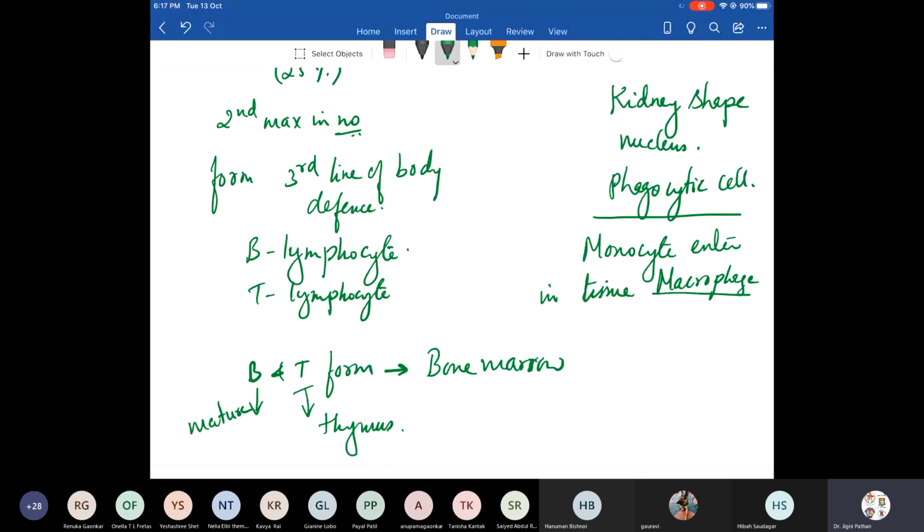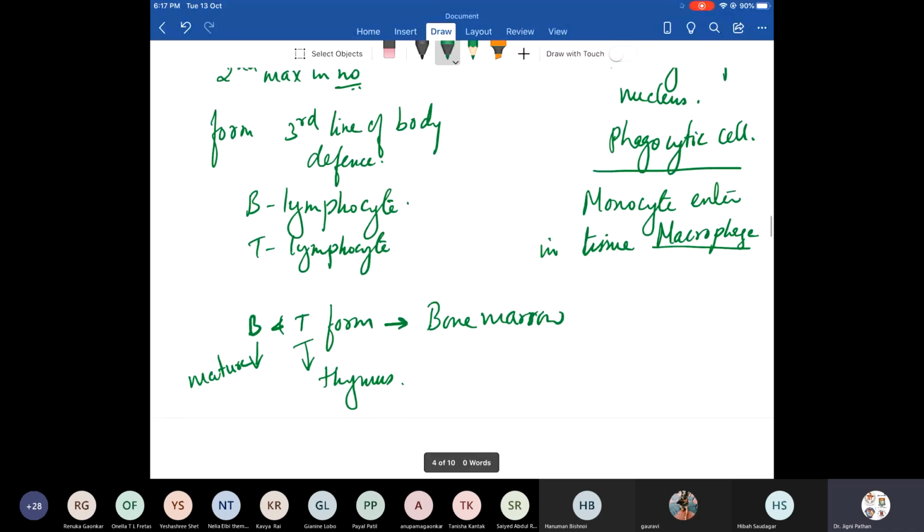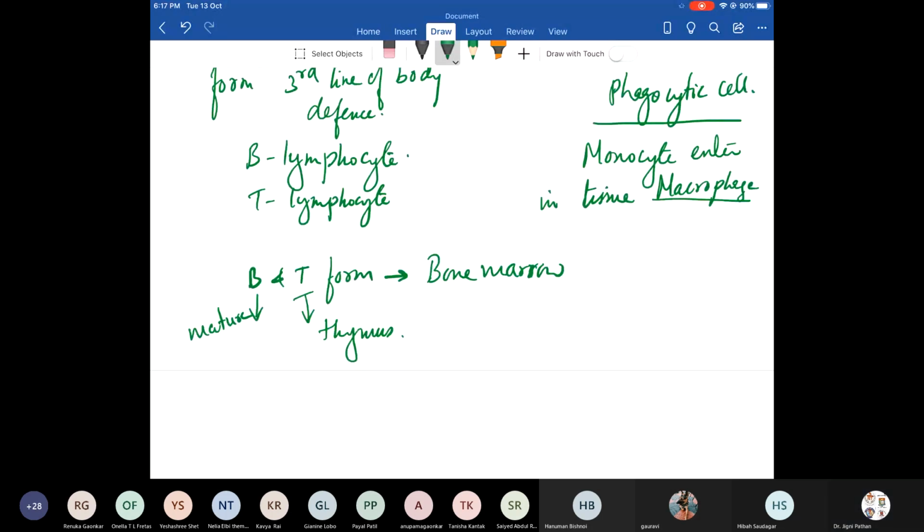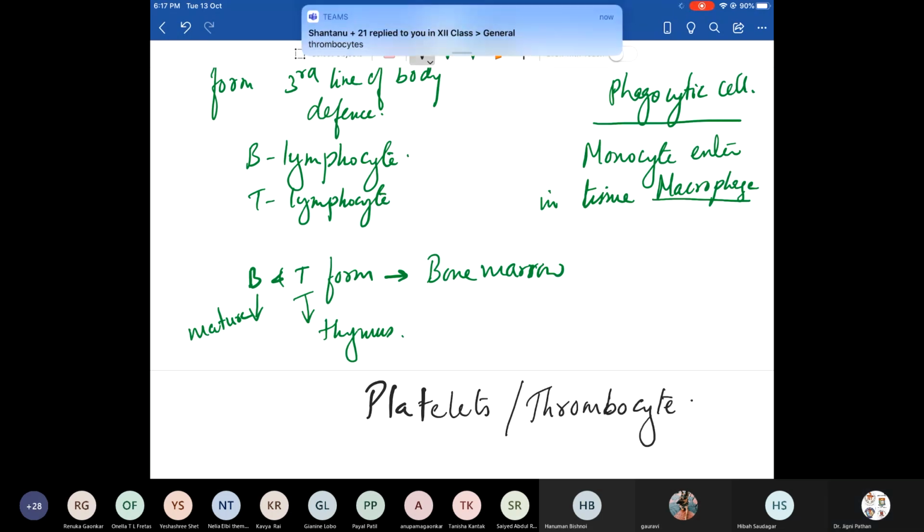Is this part done? Next. After this, we'll be discussing platelets. What is the other name for platelets, my dear students? Thrombocytes. Who can tell me the main function of thrombocytes?